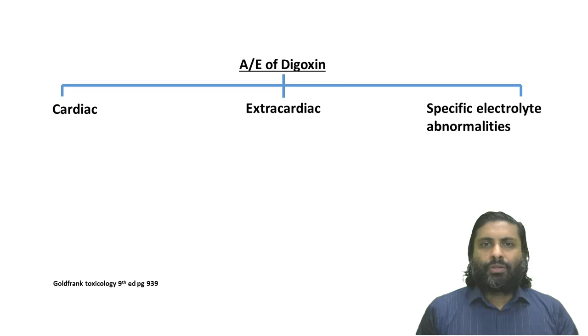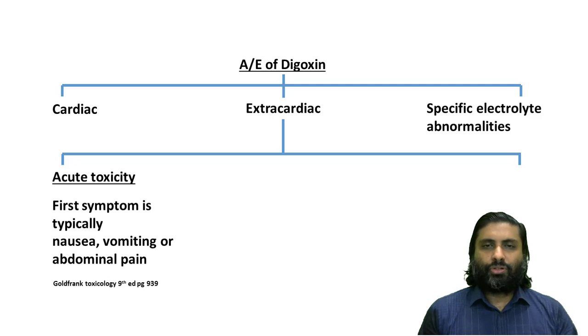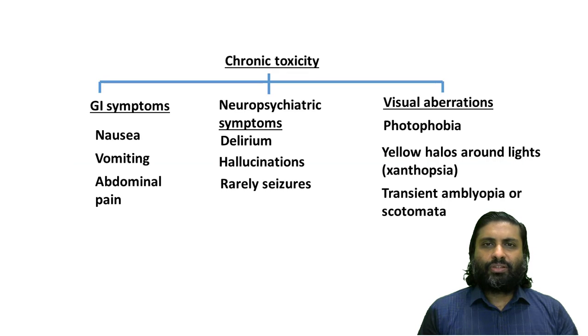Okay. So now we move on to the extracardiac manifestations of digoxin toxicity. These are different in acute and chronic digoxin toxicity. In acute digoxin toxicity, the first symptom is typically nausea, vomiting, and abdominal pain. In chronic toxicity, however, the symptoms are a little different.